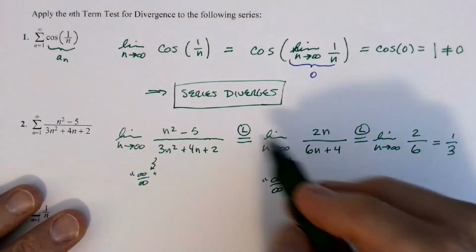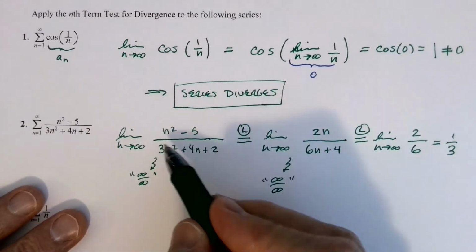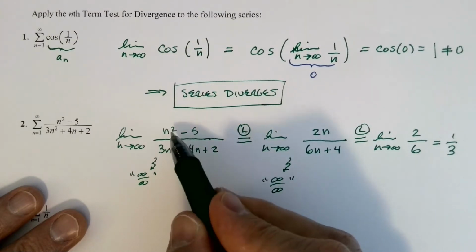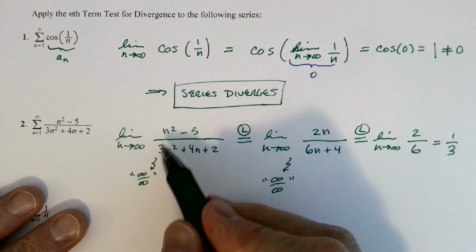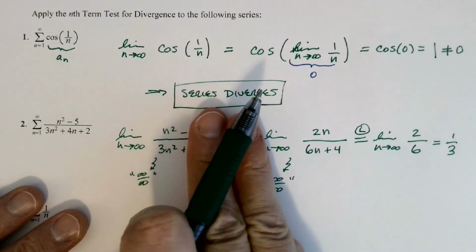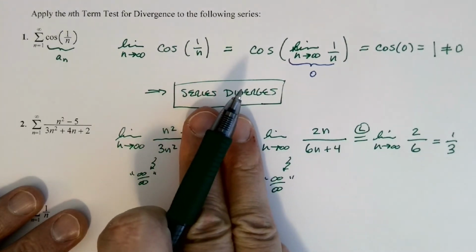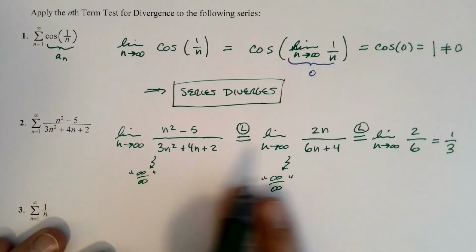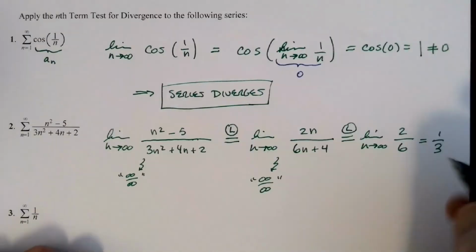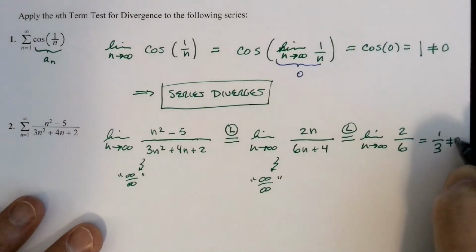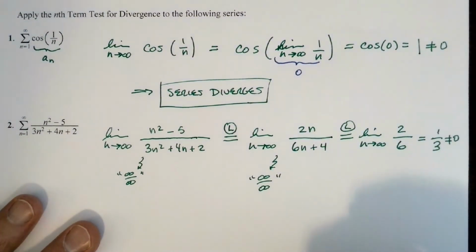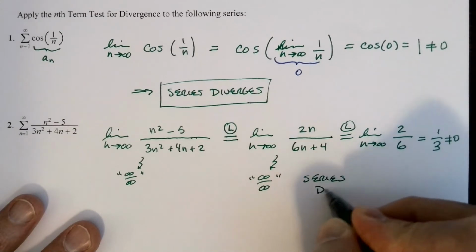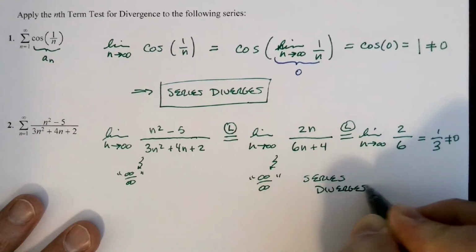Okay. Now some of you can go right to that. You remember the idea that when the degree in the numerator and denominator is the same, this limit is going to be equal to the ratio basically of those two dominant terms. It becomes 1/3. But at any rate, we need to understand how to find these limits. But again, 1/3 is not equal to 0. It's closer to 0 than 1, but it's still not equal to 0. And so the series again diverges. That's what we conclude by the nth term test.